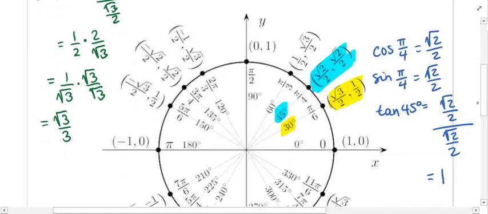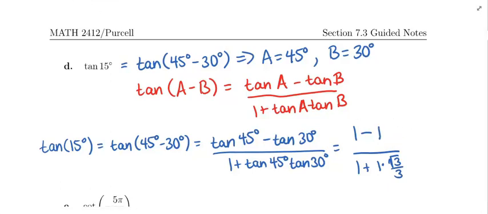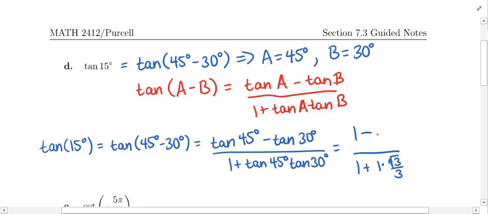Tangent of 30 degrees is the square root of 3 over 3. The tangent of 45 degrees is 1. All right, so let's go plug it in. The tangent of 45 degrees is 1, so we're going to have 1 minus the tangent of 30 degrees, which is the square root of 3 over 3. In the bottom, we're going to have 1 plus 1 times the square root of 3 over 3. Let me fix this up here to make it clearer. I had it right. One more time. Tangent of 45 degrees is 1. We're subtracting tangent of 30, which is the square root of 3 over 3. And then in the bottom, we have 1 plus 1 times the square root of 3 over 3.